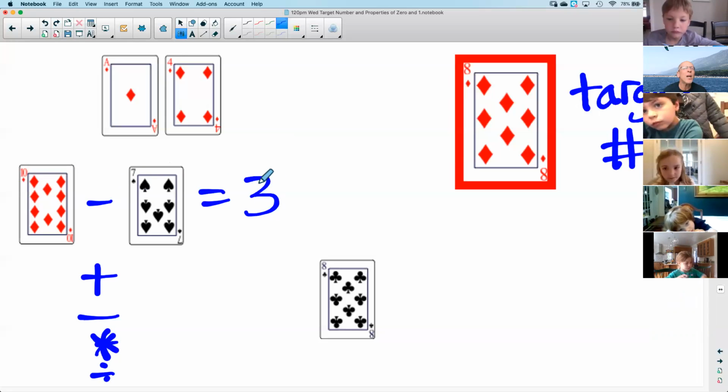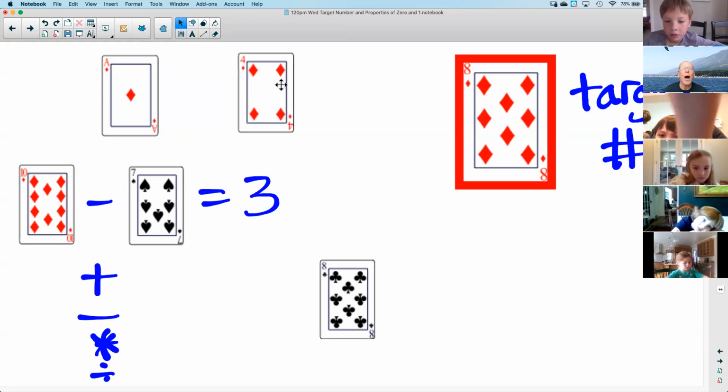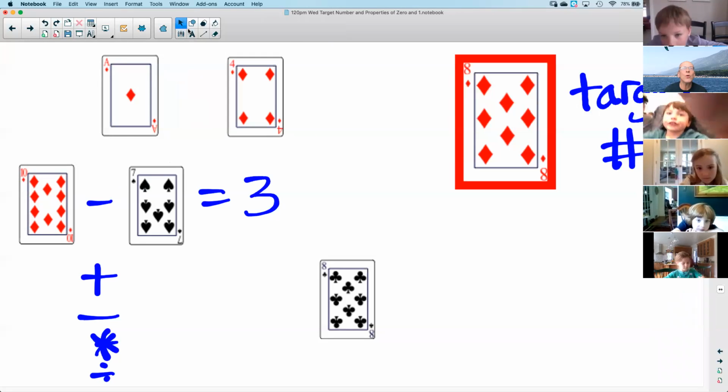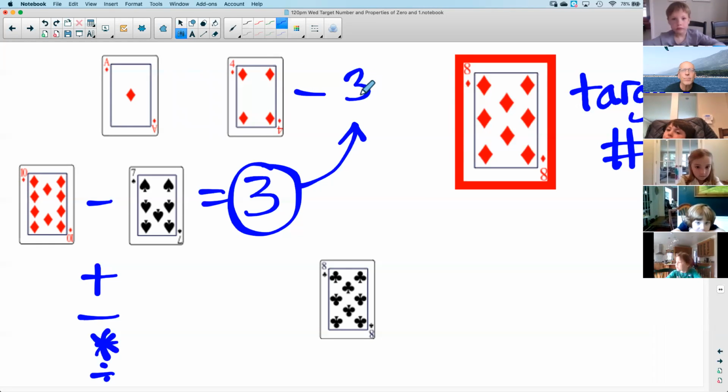Now remember, I'm looking for a 1 or a 0. Wait a minute, guys. Do I have a 4 now? Couldn't I do 4, take away this 3? And what do I get? Who knows 4 take away 3? Go. 1. And uh-oh, I have a 1, but I still have an ace that I haven't used.